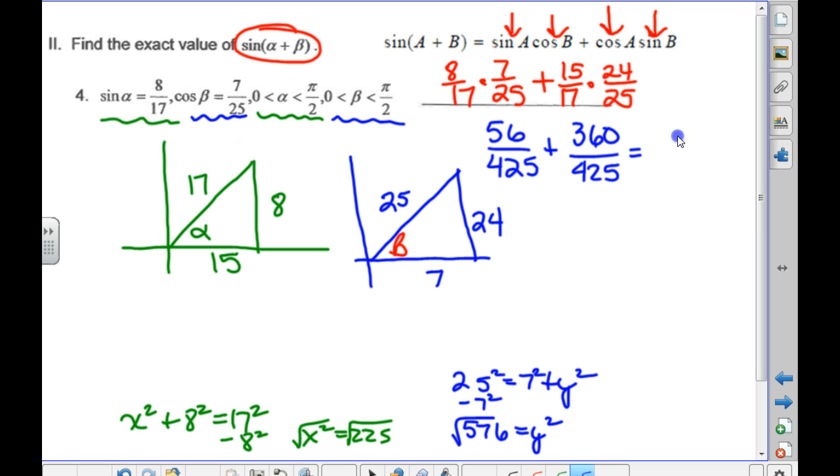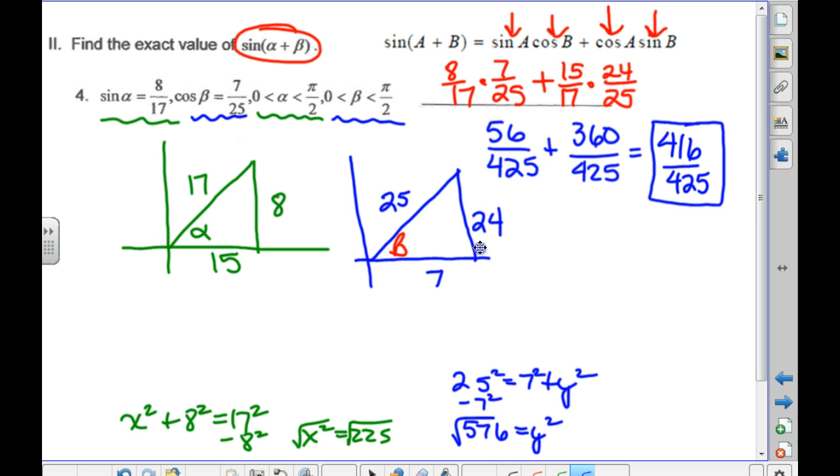When we add, what happens? Did I add right, guys? Okay. That's almost 1, right? 416 parts out of 425. Okay? We found the sine of A plus B.